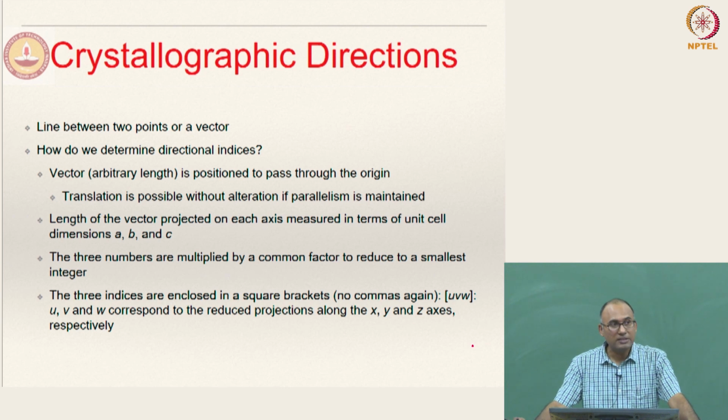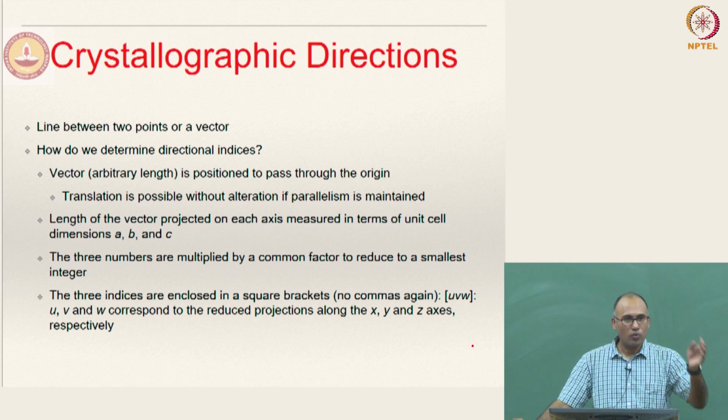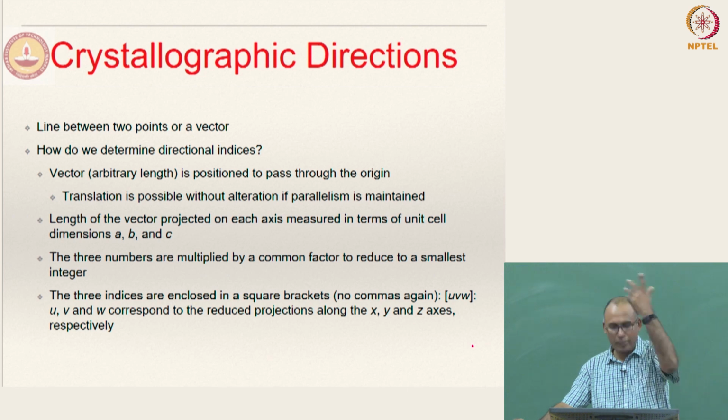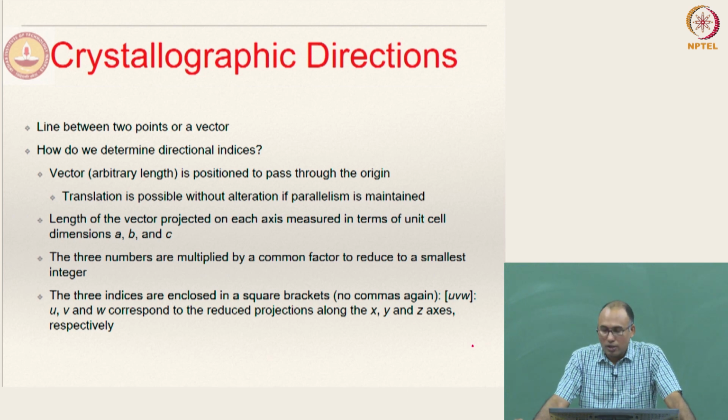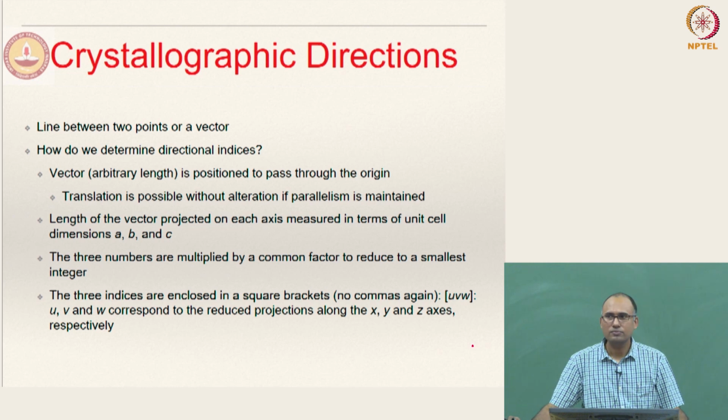And then the three numbers that you get are multiplied by a common factor. This is the difference between writing point coordinates and the directional indices. Once you know the fractions, you multiply them with a common factor to reduce to the smallest integers. We will see what it means. And then let us say those numbers that you got are u, v and w, and then you enclose them in a square bracket. That is how you represent a crystallographic direction.